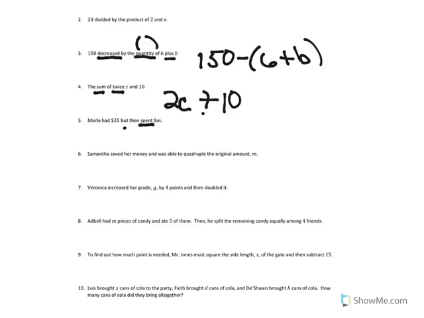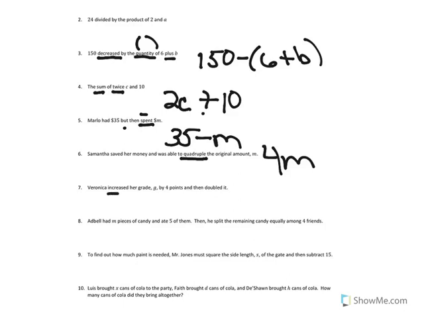Okay, Mario had $35, but then spent M dollars. Well, we know that he had 35, and to spend is subtract. And we don't know how much he spent, but he spent something, M. All right, let's keep moving. Number 6. Samantha saved her money and was able to quadruple the original amount, M. So, saved isn't really an operation, but quadruple means 4. If you quadruple something, then you multiply it by 4. If the original amount was M, and she quadrupled it, she multiplied it by 4.